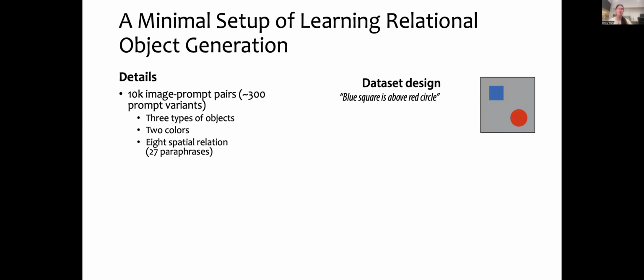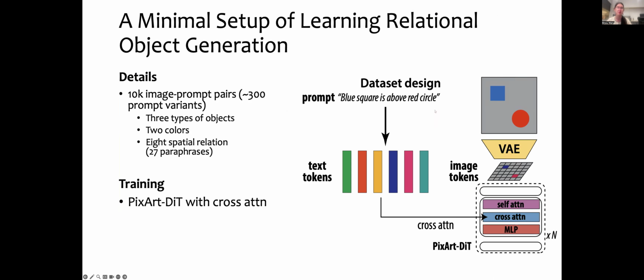To study this problem, we create a minimal setup for learning relational object generation. We create a dataset of prompt and image pairs. The prompt is, for example, "blue square is above red circle." In the scene, there will be two objects with a relationship to each other, with different colors and relationships. And then we train them using the architecture of PixArt DiTs with cross-attention, translating text information into image tokens.